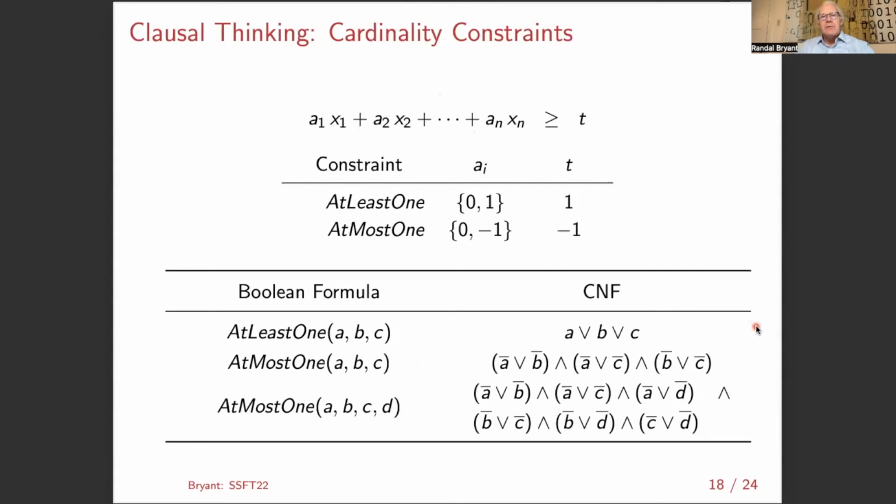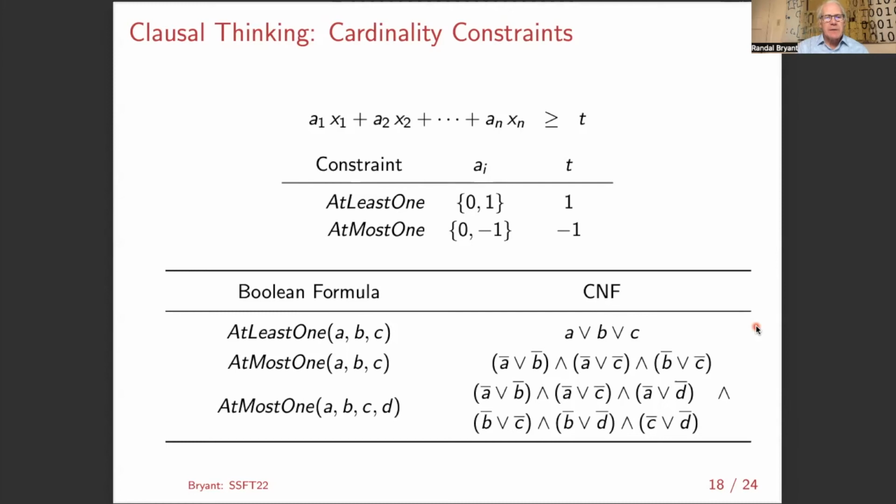Another class of very useful constraints are what are called cardinality constraints. So imagine I'm doing integer arithmetic or integer inequalities, except in this case I'll require that x1 through xn all be 0 or 1 value. This is sometimes called a pseudo-Boolean formula. And in this case, let's just consider the case where the a's are either 0, 1, or -1, as well as t. So for the first case, if I just have 0 and 1, and t is 1, that is saying at least one of the x's must equal 1.